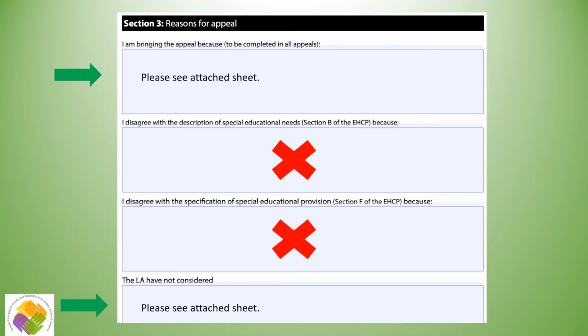This is just to direct the tribunal to where they can find details of your child or young person. When it comes to filling out the refusal to issue appeal form, please do not take the time to read this page in full to ensure your understanding. You will need to answer the first question, "I am bringing the appeal because," and the question towards the bottom of this page, "The LA have not considered."